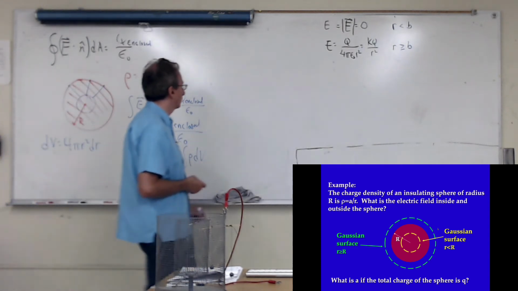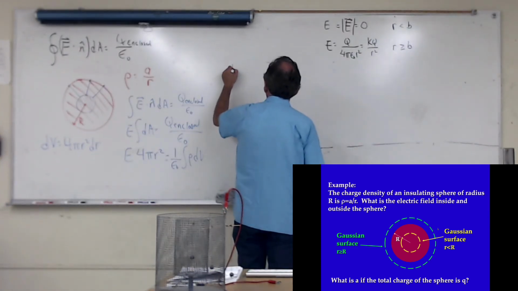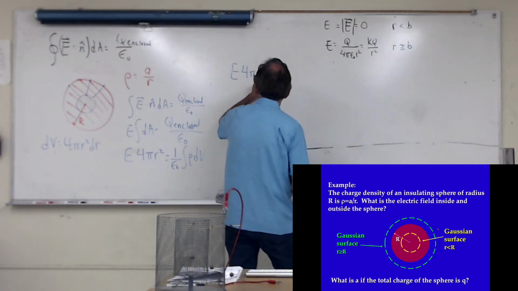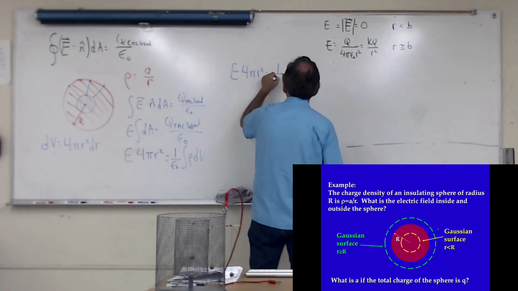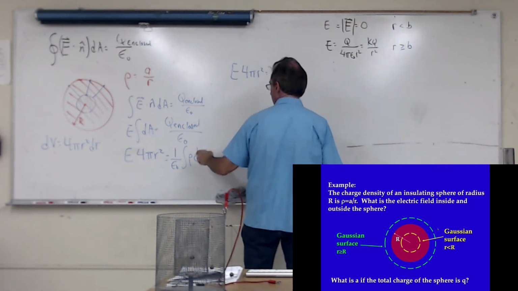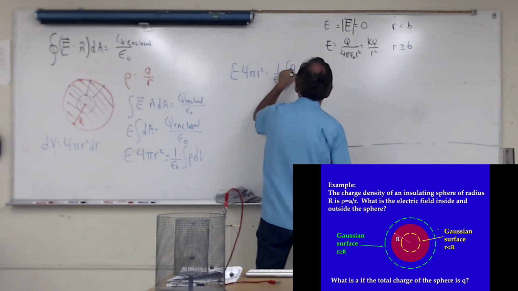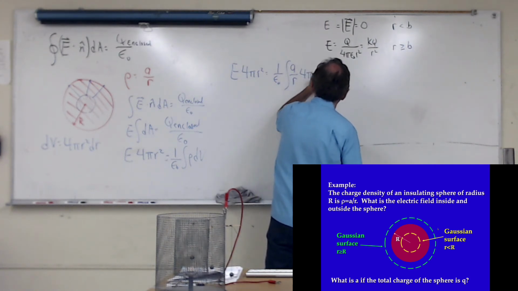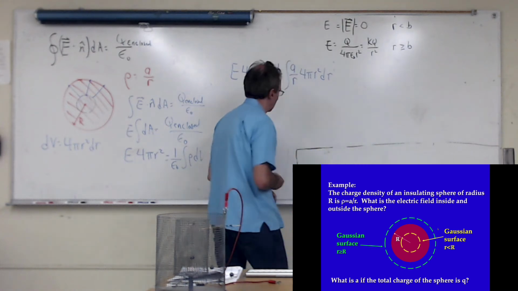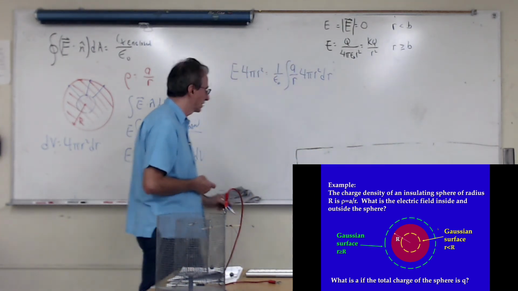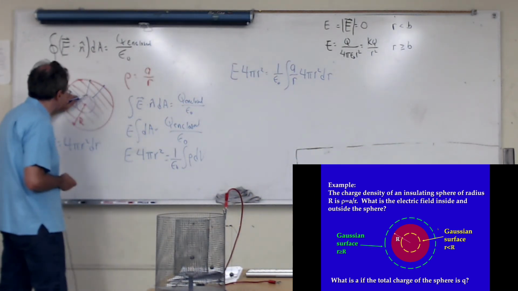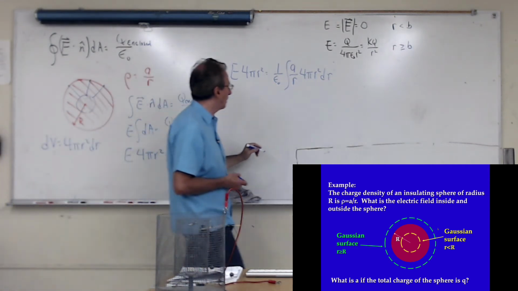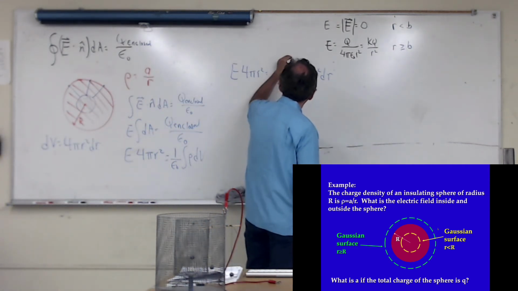And so I'm going to write E times 4 pi r squared equals 1 over epsilon naught times the integral of the density, like that. What are my integration limits? Well, I have to integrate over this whole sphere, so it goes from 0 to whatever r is. And now I run into a problem.